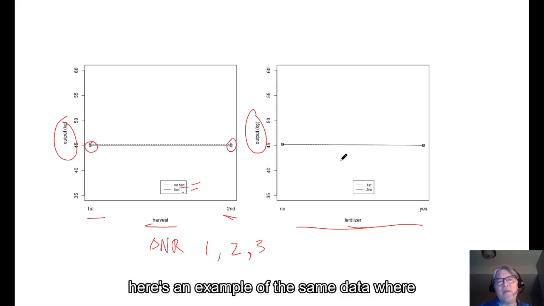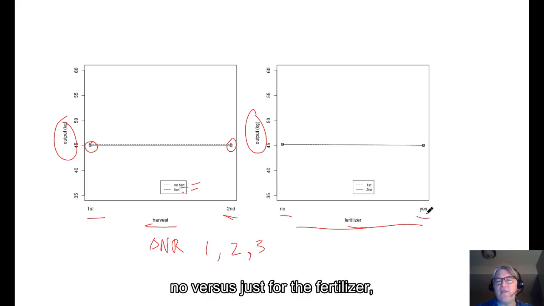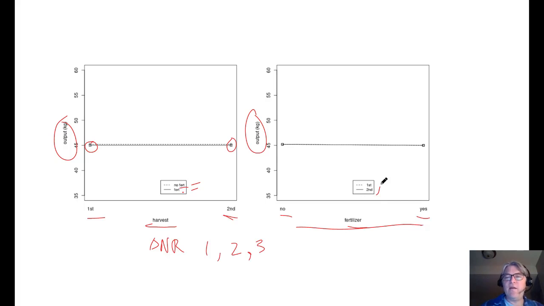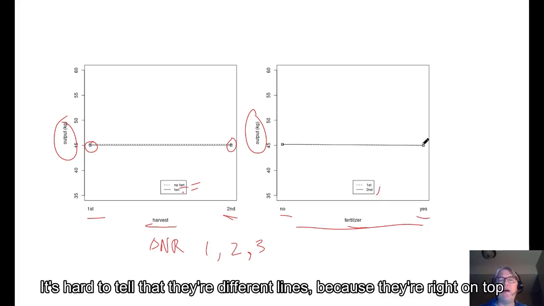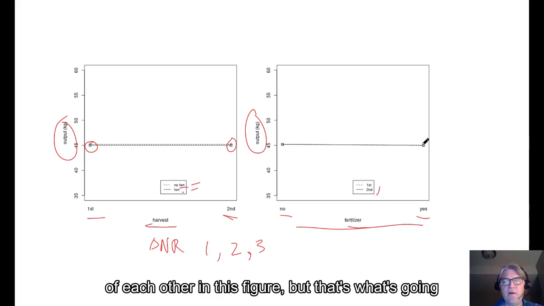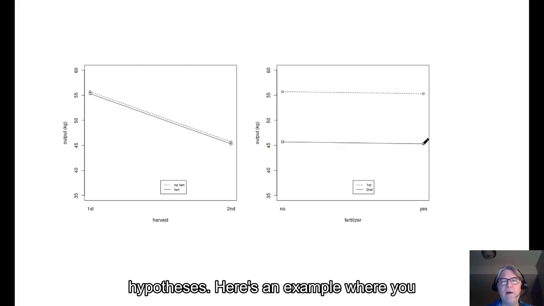So here's an example of the same data where we put no versus yes for the fertilizer, and first and second harvest are coded by different lines. It's hard to tell that they're different lines because they're right on top of each other in this figure, but that's what's going on here. So there's an example of an uninteresting two-way ANOVA where you fail to reject any of the null hypotheses.